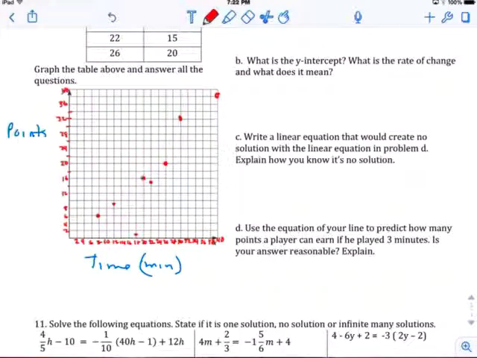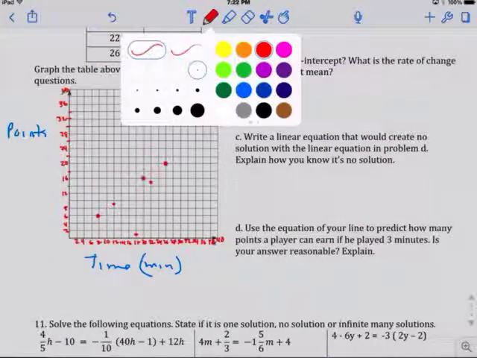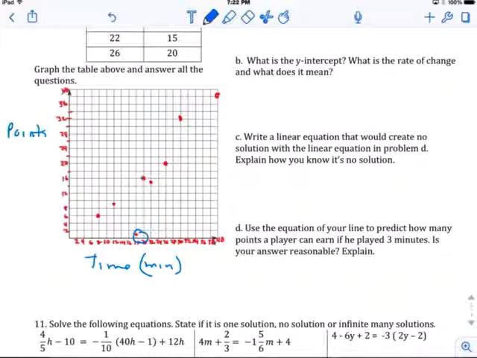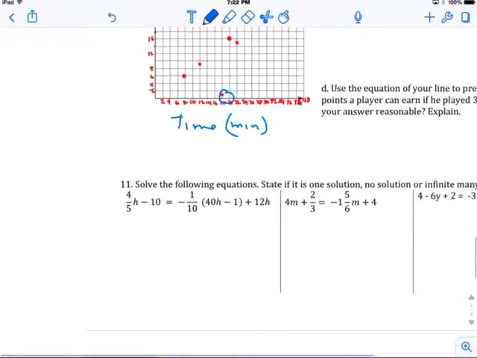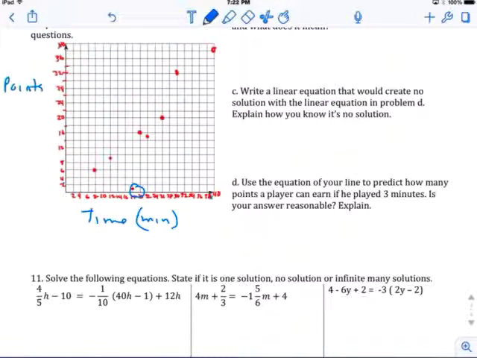Okay, let's draw the line of best fit. Most likely this one is an outlier. So line of best fit, in the middle of all of them. All right. Some of you are drawing your line of best fit like this. If that's the case, these are outliers, guys.